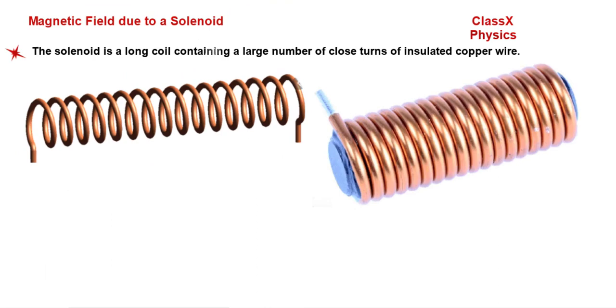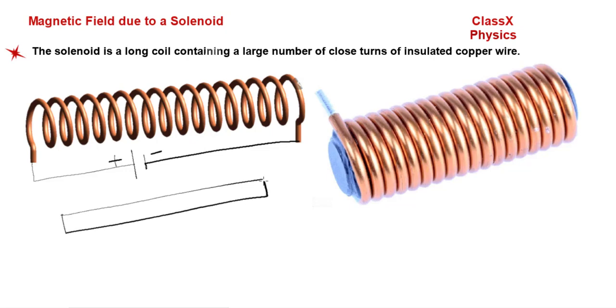Here is a question: what is the pattern of magnetic field in a solenoid? When a connection is made across the ends of a solenoid, it behaves as a magnet. And which type of magnet? It behaves as a bar magnet, a bar-shaped magnet in which north and south poles are there.